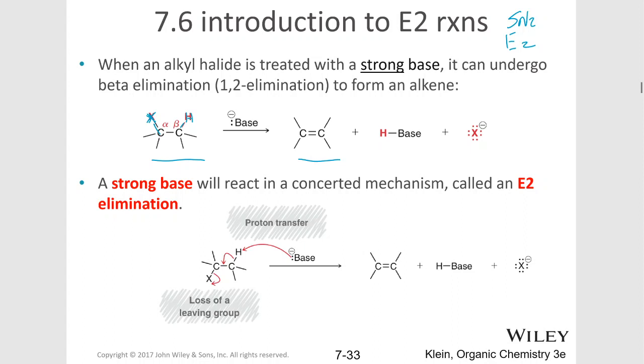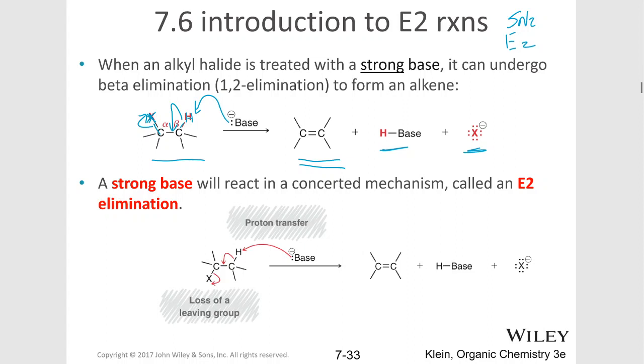So what happens is the base pulls off a hydrogen. We form a double bond between the alpha and beta positions, and the leaving group is kicked out, and this is a concerted mechanism with those 3 reaction arrows. And we get an alkene plus the conjugate acid of the base plus the leaving group.